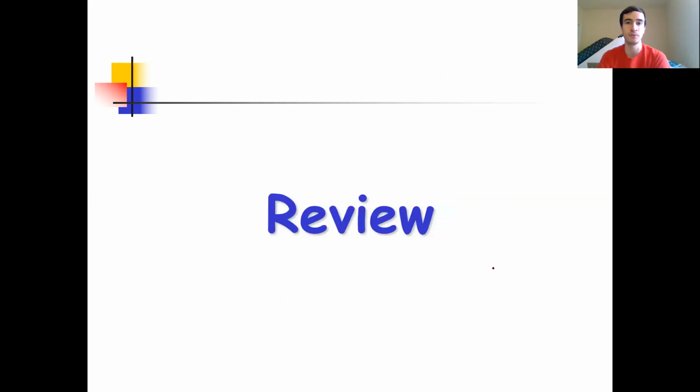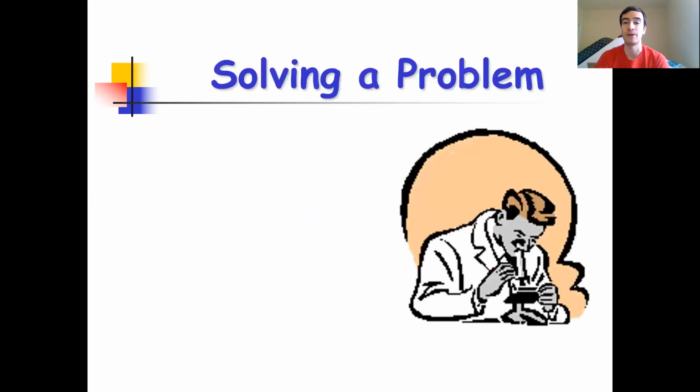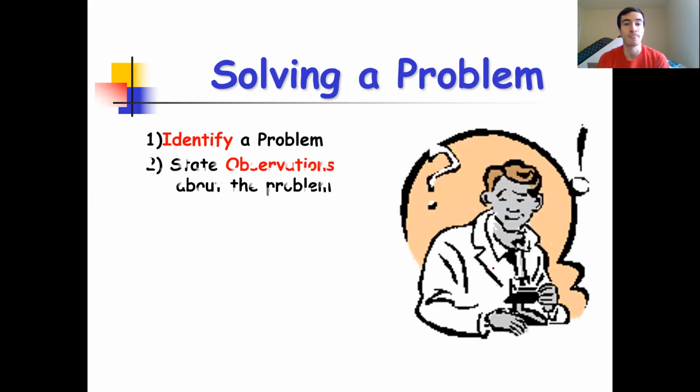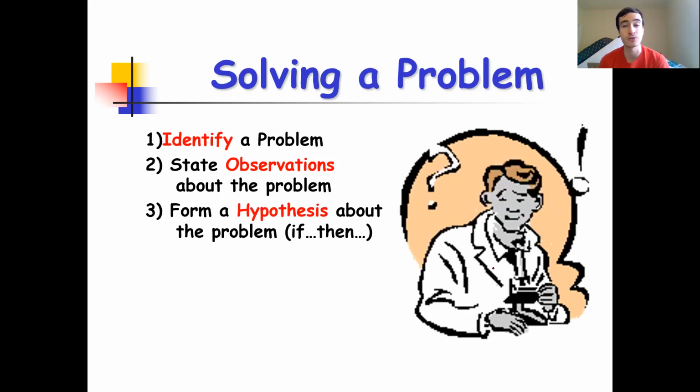So, in review, in order to work their way through the scientific method to solve a problem or a question that they have, scientists first identify a problem and make observations about it. Something in their natural world makes them interested, so they observe different things in order to try and figure out what the problem is. You use those observations to form a hypothesis about the problem, so a guess or a prediction about what you think is going on.